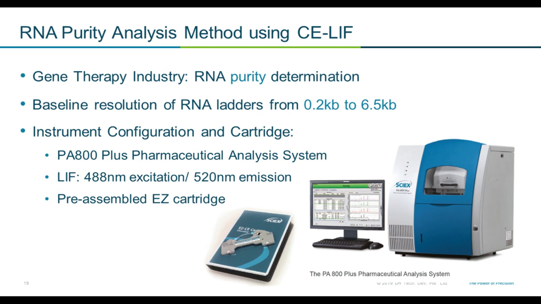Now, for RNA purity analysis, we have a method for that also using the P800+ system. This method is used for RNA purity determination, and we get baseline resolution from 200 bases to 6.5 kilobases. We use the P800+ and LIF detection here, which is default 488 excitation, 520 emission, and we use the pre-assembled easy cartridge.